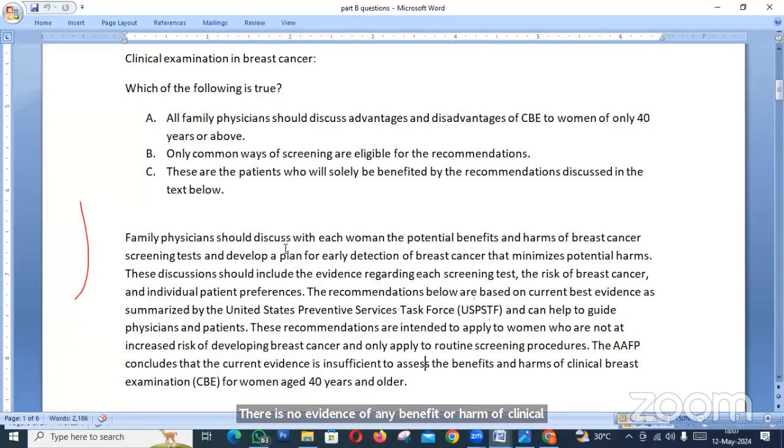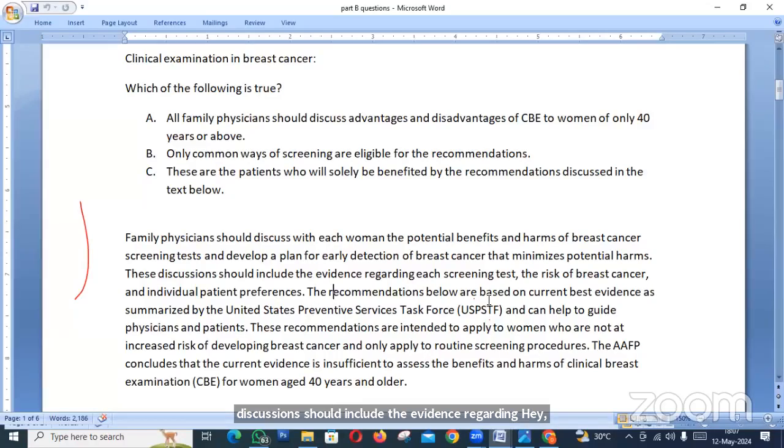No, this is: family physicians should discuss with each woman the potential benefits and harms of breast cancer screening tests, okay? So one of them is also clinical examination, and develop a plan for early detection of breast cancer that minimizes potential harms, benefited by the recommendation discussed in the text below. These discussions should include the evidence regarding screening test, the risk of breast cancer, and individual patient preference.